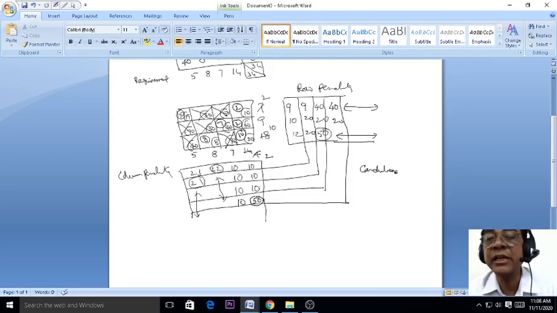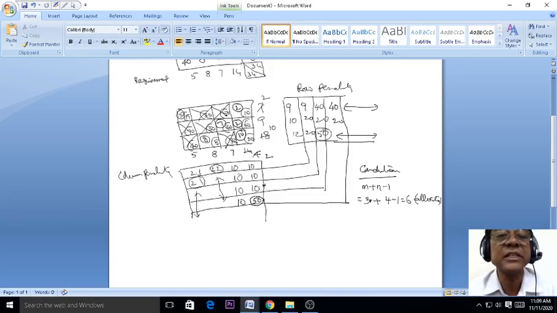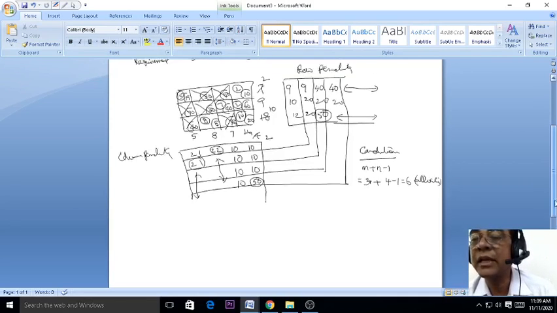Please write down this condition. Condition is equal to m plus n minus 1. M is equal to rows, 3 rows, plus 4 columns minus 1. It means 6 allocations. Allocations means 6 cells. Check it here. 1, 2, 3, 4, 5, 6. It means your problem is correct.